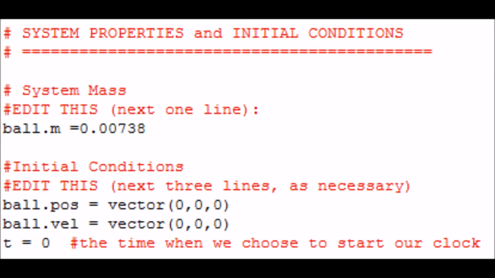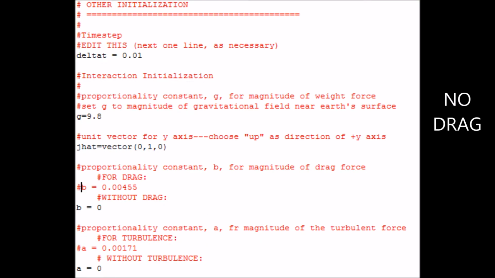Before the VPython code can be run successfully, the initial conditions must be inputted correctly as seen here. Please pause the video and look over the code carefully if you are interested in all the technicalities. Now, we will first look at the object that is falling that would hypothetically not experience any drag forces. In order to do this, both the proportionality constants for drag and turbulent drag are set to 0.